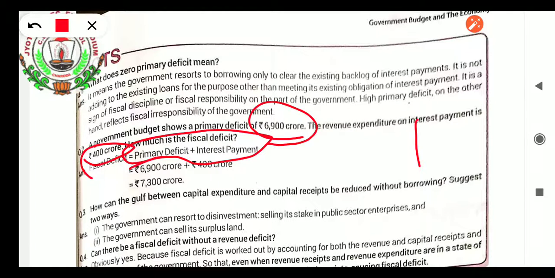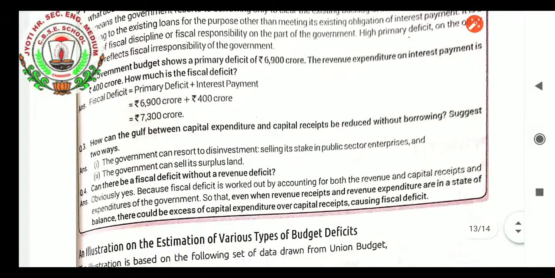Now the question arises: how can the gulf between capital expenditure and capital receipt be reduced without borrowing? Suggest two ways. The government can resort to disinvestment, selling its stake in public sector enterprises. The government can sell its surplus land. The two options are there.